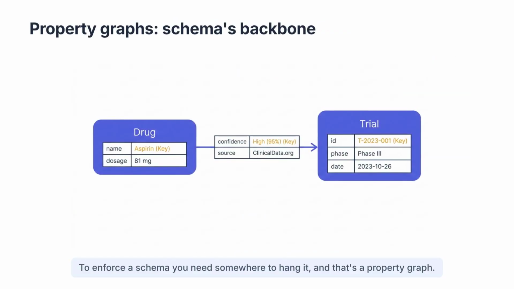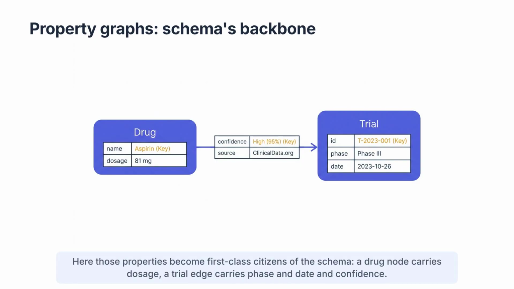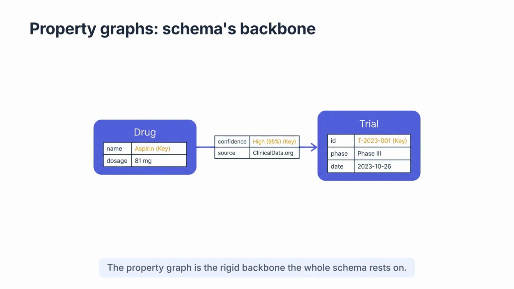To enforce a schema, you need somewhere to hang it, and that's a property graph. Back in Module 1, nodes and edges could carry properties. Here those properties become first-class citizens of the schema. A drug node carries dosage. A trial edge carries phase and date and confidence. The property graph is the rigid backbone the whole schema rests on.